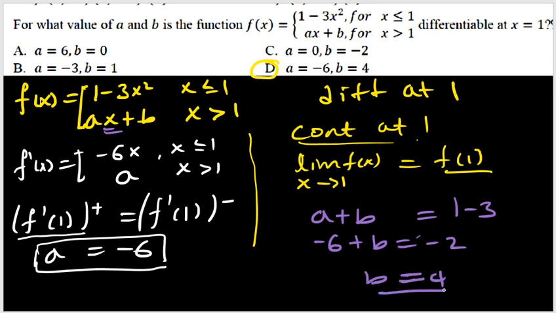So to get the b, we need to apply continuity. Differentiability implies continuity, but continuity doesn't imply differentiability. So the answer obviously will be D.